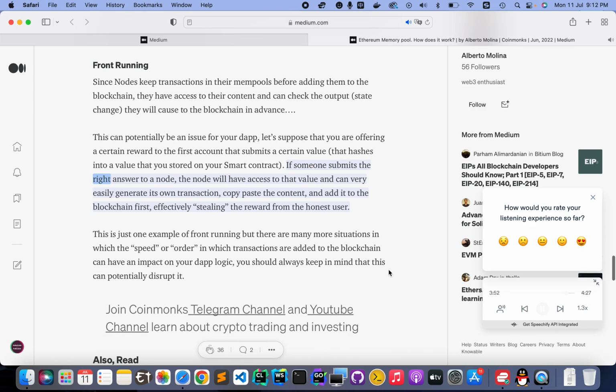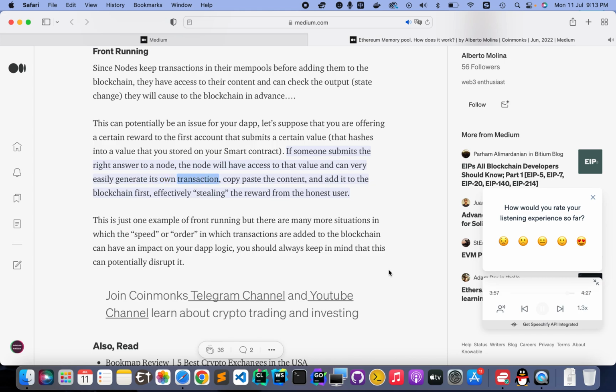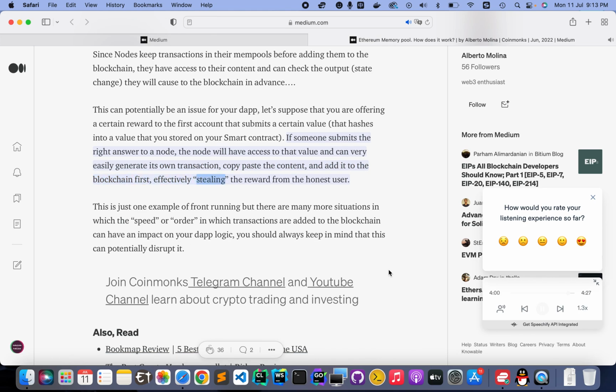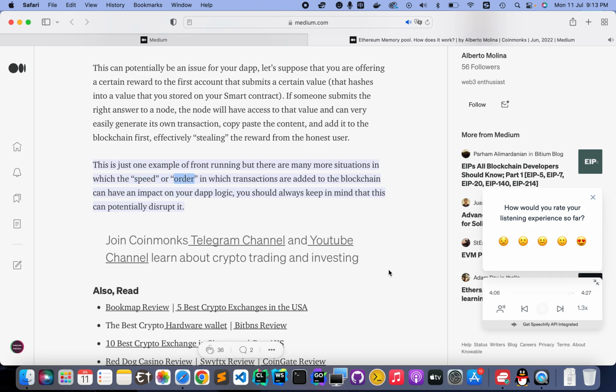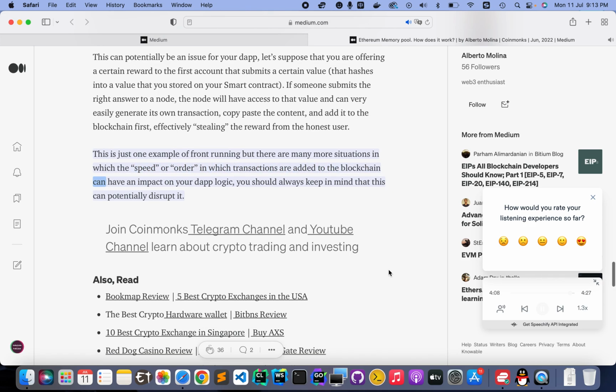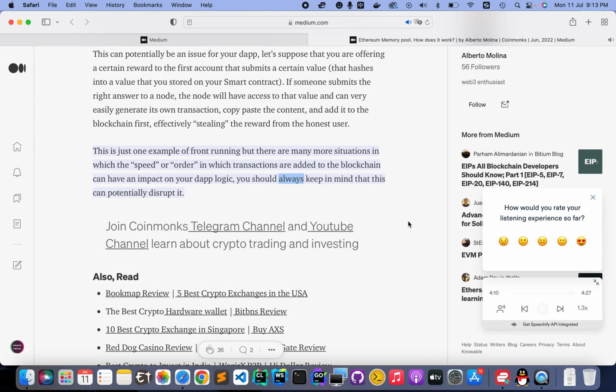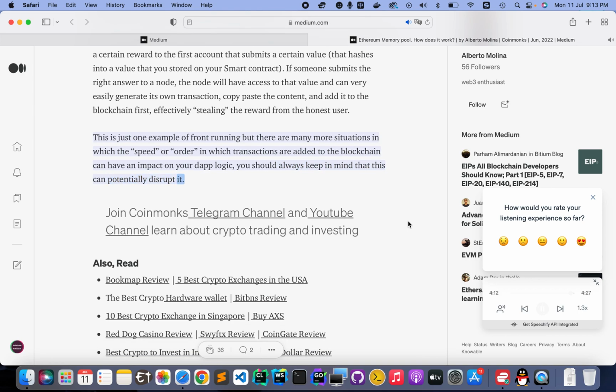If someone submits the right answer to a node, the node will have access to that value and can very easily generate its own transaction, copy-paste the content, and add it to the blockchain first, effectively stealing the reward from the honest user. This is just one example of front-running, but there are many more situations in which the speed or order in which transactions are added to the blockchain can have an impact on your dApp logic. You should always keep in mind that this can potentially disrupt it.